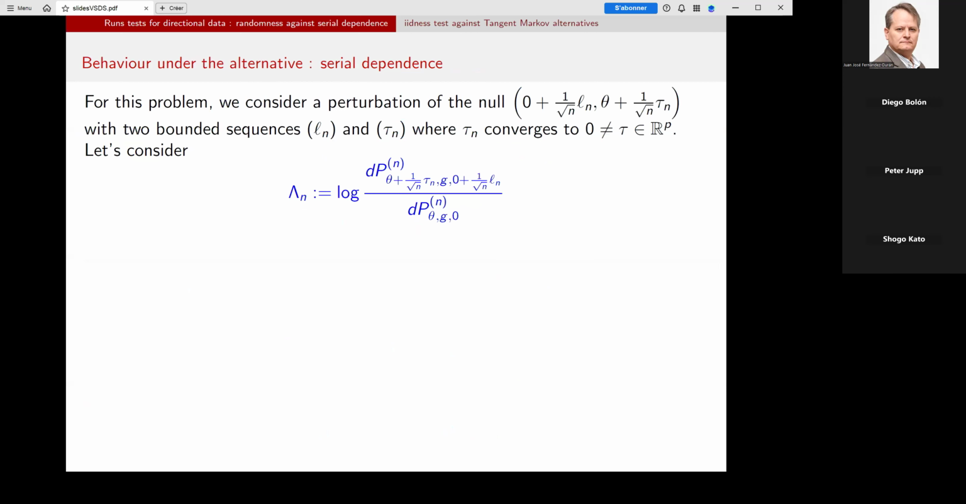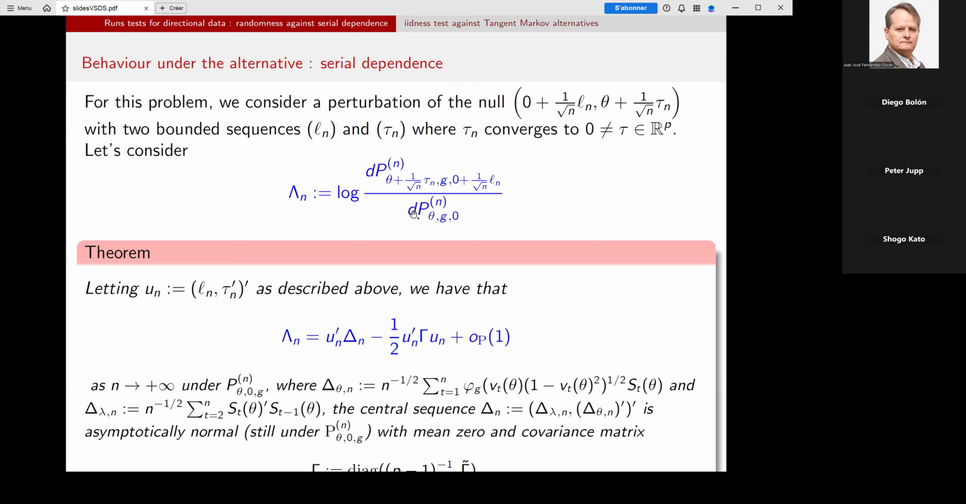But what happens under the alternative? Under the alternative, we will consider a perturbation of our distribution. So you will have two perturbations. The first one for the lambda parameter, the concentration in the tangent Markov distribution, and a perturbation of the theta parameter, the location parameter. And we study the log likelihood ratio of the distribution under the alternative against the null. And we can show that we have a LAN result with this, where delta n is a central sequence for this problem, and this central sequence has two parts. The first one for the lambda parameter, and the second one for the theta parameter, which is defined as delta lambda n.